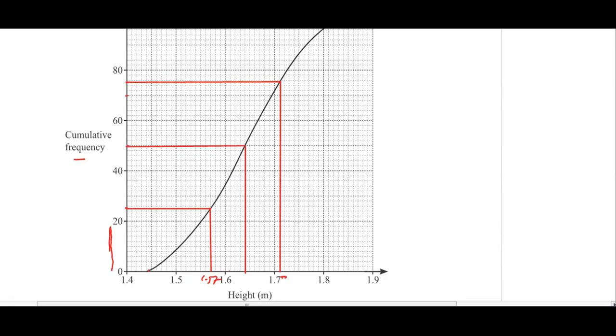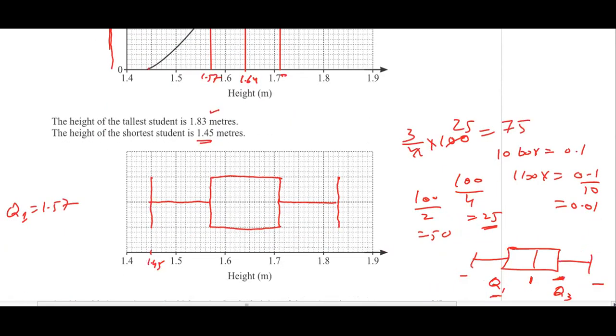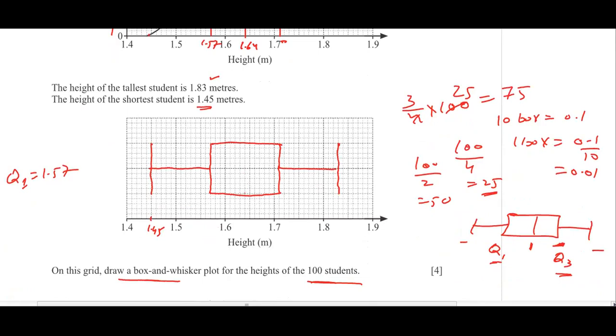So it will be 1.61, 62, 63, 64. So 1.64. So this is 1.64. Where is 1.64? This is 1.64. This one. So we have completely drawn the box and whisker plot that was required. So always follow these steps while drawing the box and whisker plot.